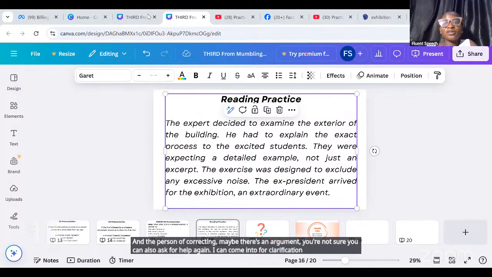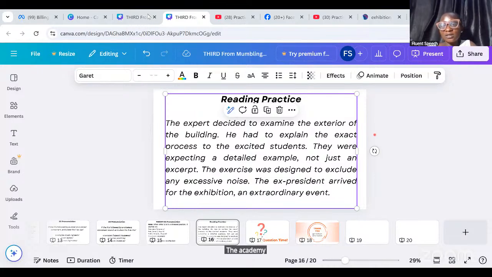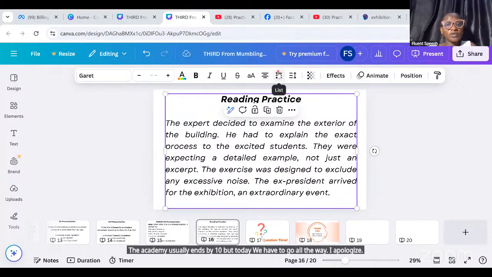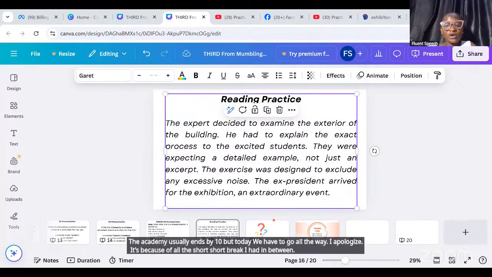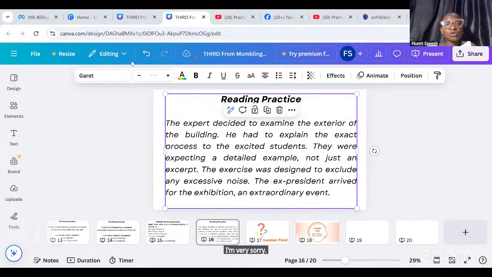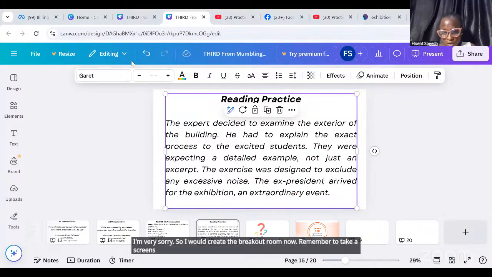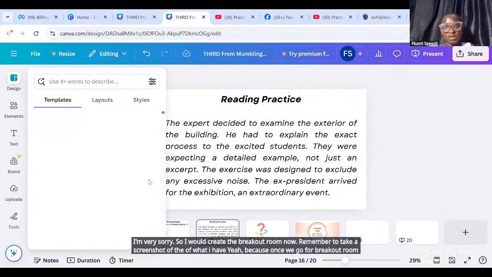So let's quickly do that because it's already late. The academy usually ends by 10, but today we have to go all the way. I apologize. It's because of all the short break I had in between. I'm very sorry. So I would create the breakout room now. Remember to take screenshot of what I have here, because once we go for breakout room, you won't get the screenshots again.